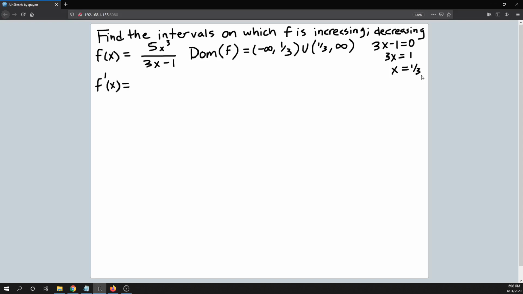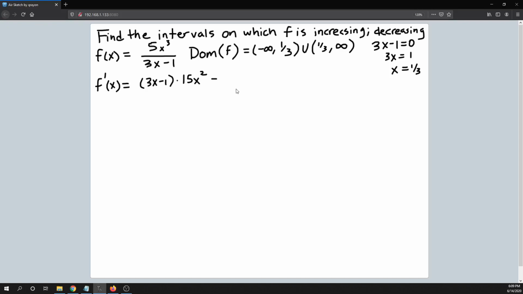And to take the derivative of this, we're just going to use the quotient rule, right? So it's going to be low, which is 3x minus 1, the bottom function, d high, the derivative of the top function. That's going to be 15x squared using the constant multiple rule and the power rule to take that derivative, right? So it'll be 5 times the derivative of x cubed, which is 3x squared. So that 5 times 3 will give you that 15.